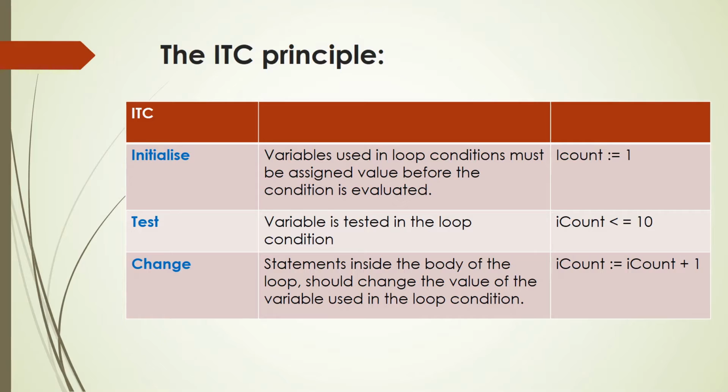And C is for change. Statements inside the body of the loop should change the value of the variable used in the loop condition. So in an incremental for loop, the value of iCount will always be incremented by 1. That will bring about the change of the value of the variable. So ITC: initialize, test, and change.